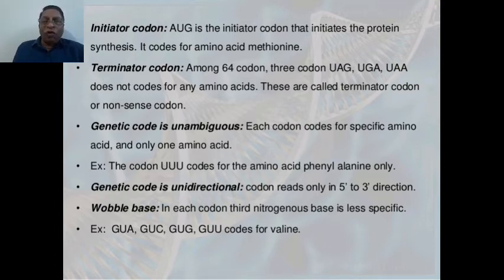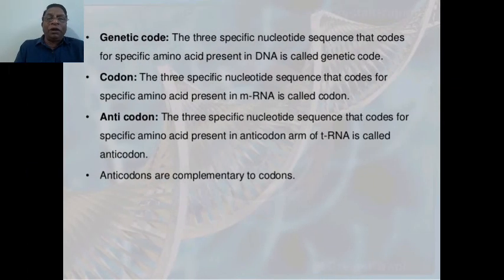This is what we call the wobble hypothesis. Crick discovered this one, hence wobble hypothesis. It's also important for NEET examination or CET examination. Okay. Now I will tell you three words: code, codon, and anticodon.